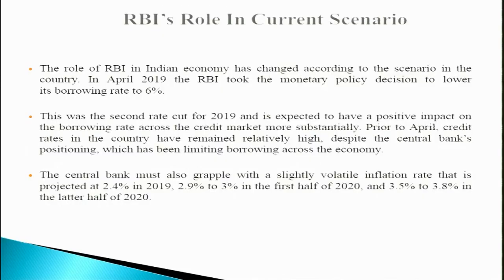In the current scenario, the role of RBI in the Indian economy has changed according to the scenario in the country. So, as per the requirement of the country, the RBI keeps changing its monetary policy. For example, in April 2019, they changed the borrowing rate to 6%. This was the second rate cut for 2019 and continued because in 2019, after the demonetization, the country had so many issues, and it is expected to have a positive impact on the borrowing rates across the credit market more substantially.